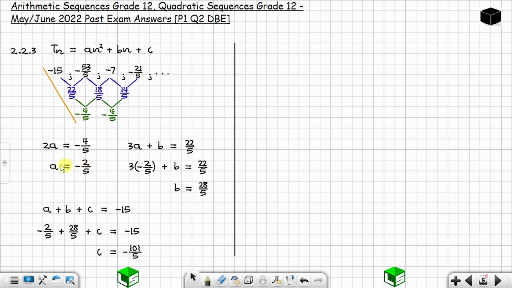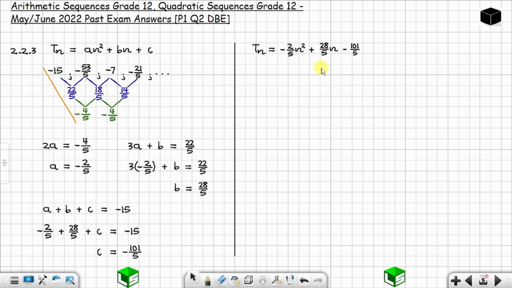Now you have your A, B, and C, so you can get your general term in this form. Tn is equal to an squared. Your A is negative 2 over 5, so you have negative 2 over 5 n squared plus your B is this one, you have Bn, and plus C. Your C is negative 101 over 5. So this is your general term.